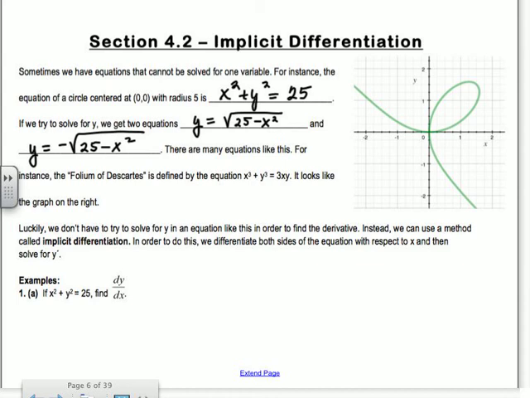Luckily, you don't have to try to solve for y in an equation like this in order to find the derivative. Instead, you can use a method called implicit differentiation. To do this, we differentiate both sides of the equation with respect to x and then solve for y prime. So y prime, you guys know, is dy over dx.